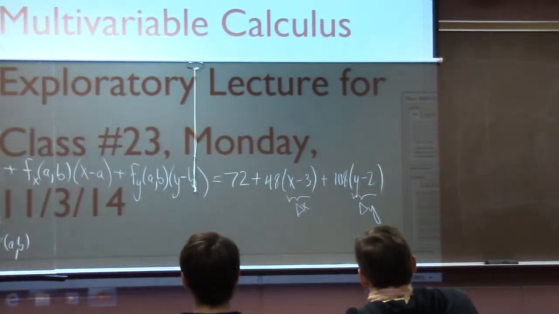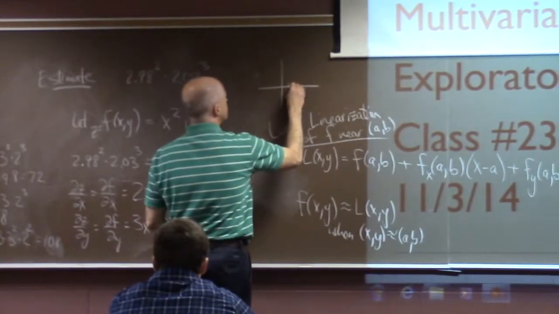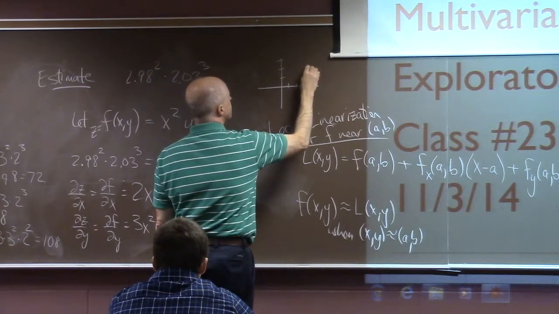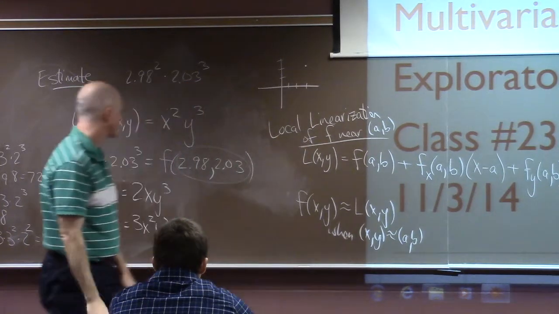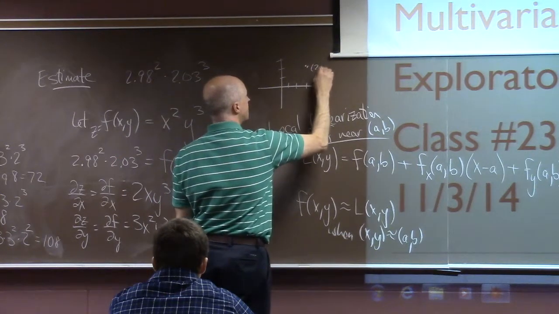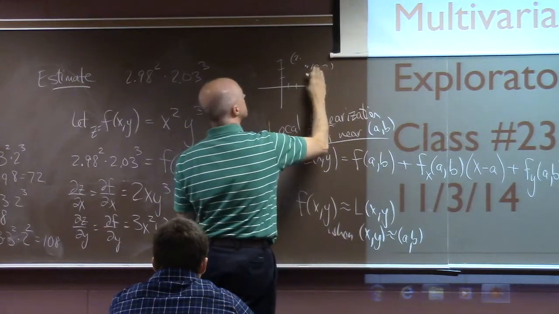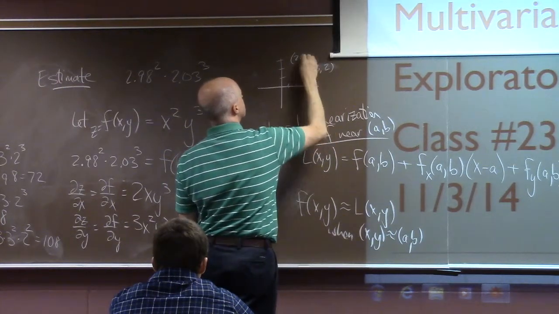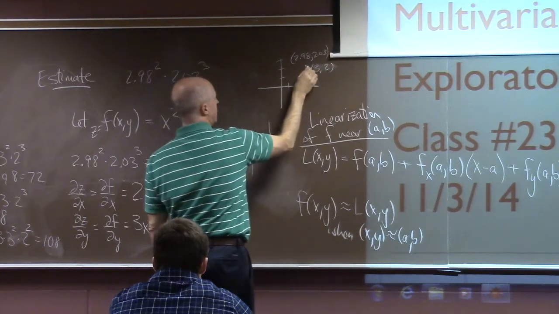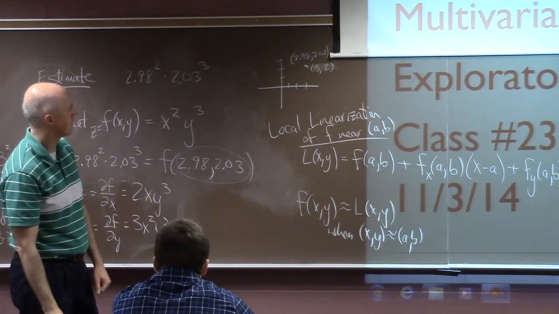In the xy plane, (2.98, 2.03) is right around here. The point (3, 2) itself is right here. 2.98, 2.03 is a little bit above and to the left of it. We're moving the point a tiny bit toward the northwest there.